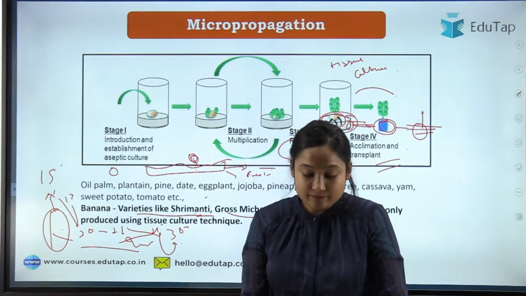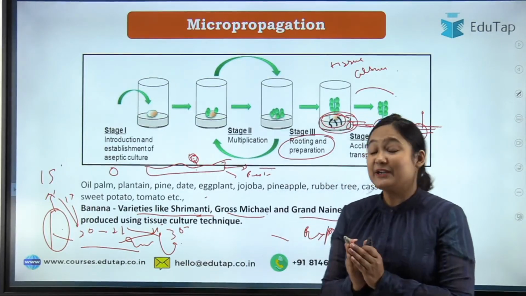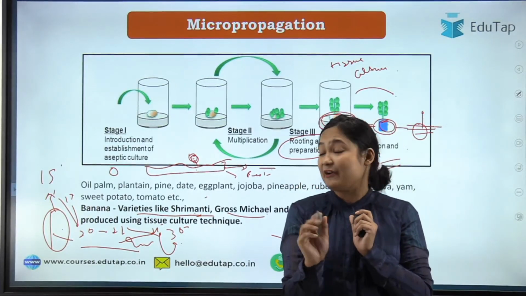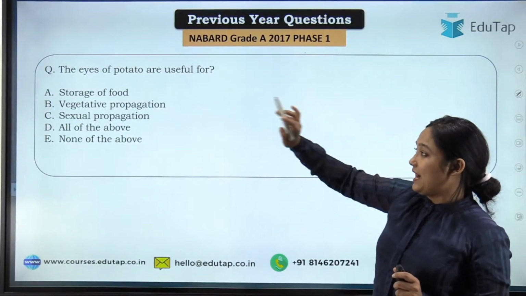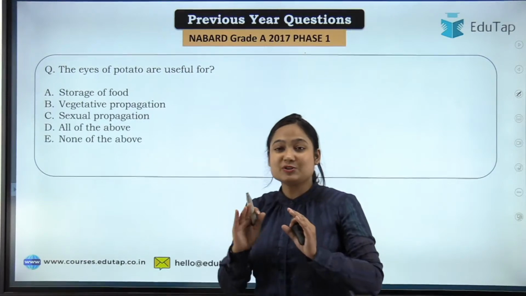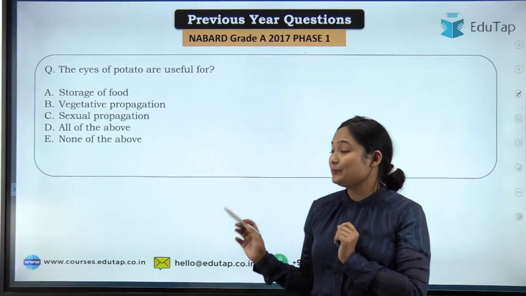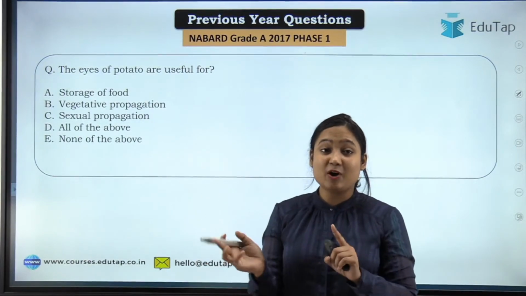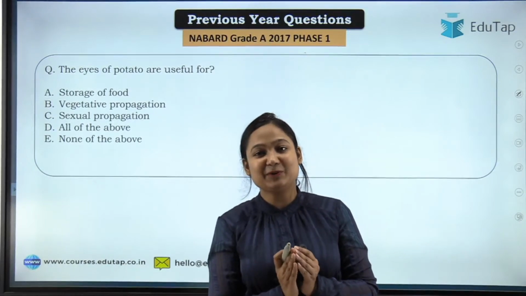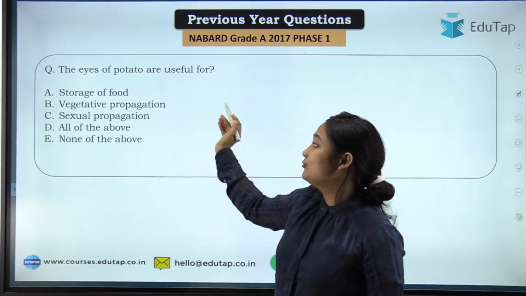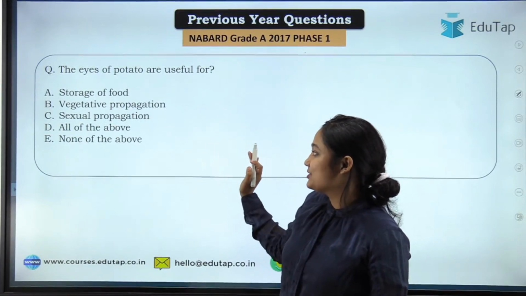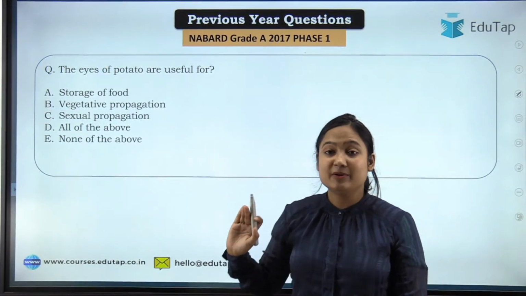Okay, so that was it. Now let's move to the PYQ that I have given you. Now you will have to give the answer. The PYQ in the 2017 exam was: the eye of the potato is useful for. Most of you have already given the correct answer. Those of you who didn't attempt or attended the lecture late, do let me know. The answer you will have to guess. Your options are storage of food, vegetative propagation, sexual propagation, all of the above, or none of the above.